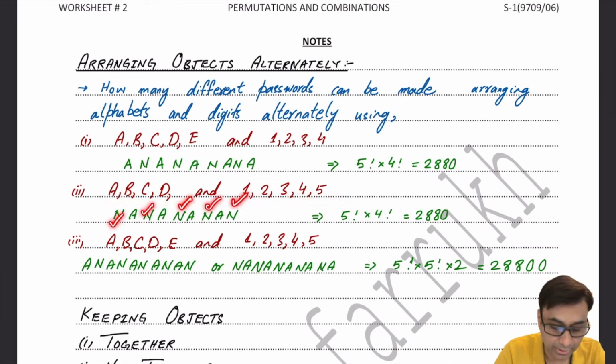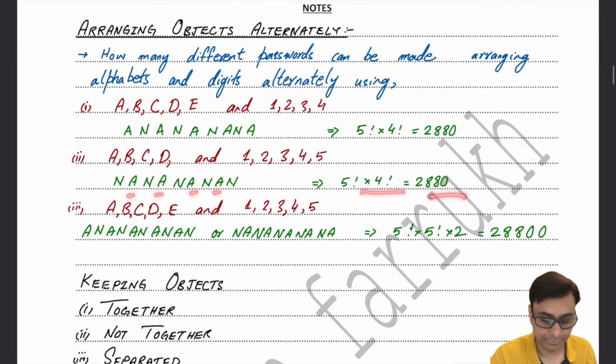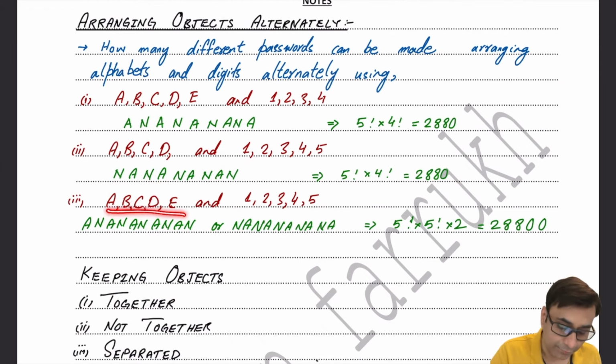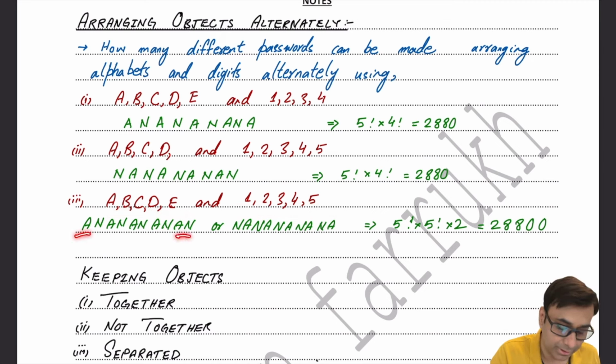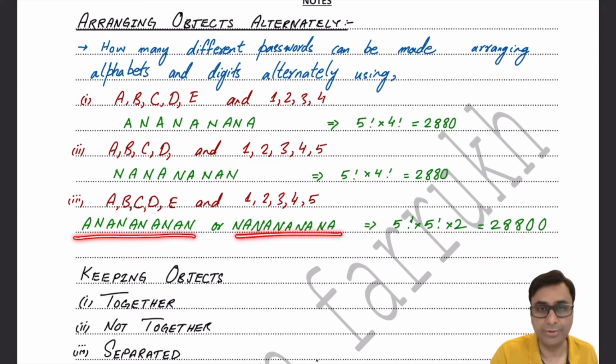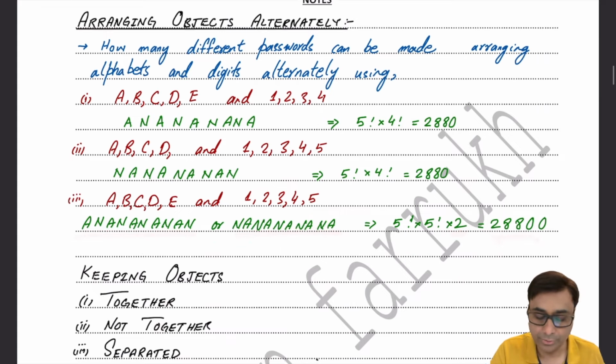5 numbers in 5 factorial ways, and then 4 alphabets in 4 factorial ways, and then you can multiply and you can get yourself all possible arrangements. But what if you have 5 alphabets and 5 numbers? Then you can start with alphabet and end with number, or you can start with number and end with alphabet. So these are 5 factorial into 5 factorial, and these are again 5 factorial into 5 factorial. So you can either add it twice or just multiply it by 2 and you will get the total possible number of arrangements.